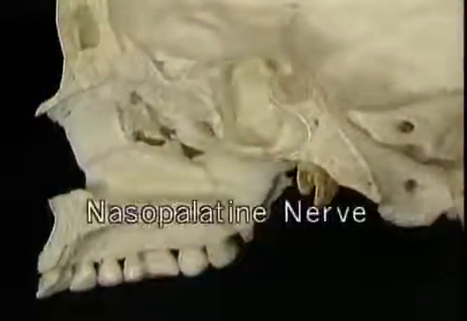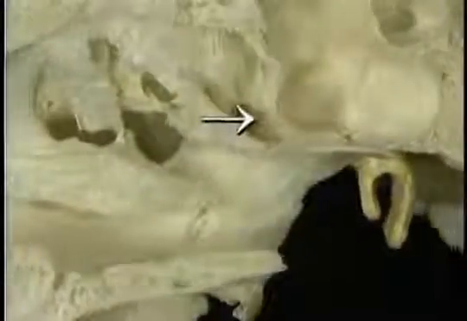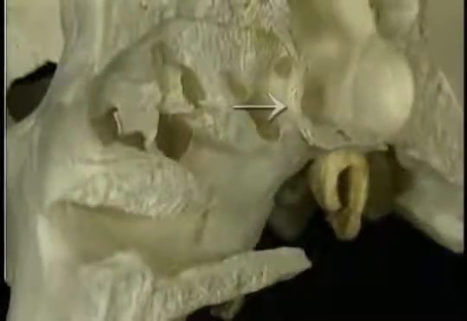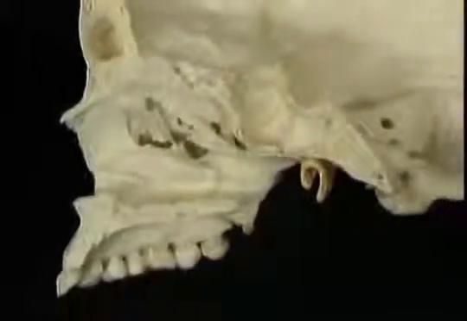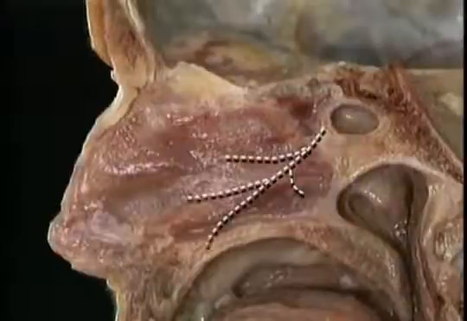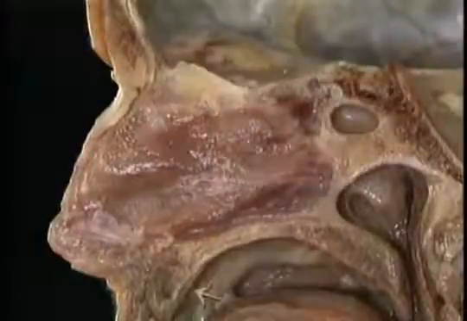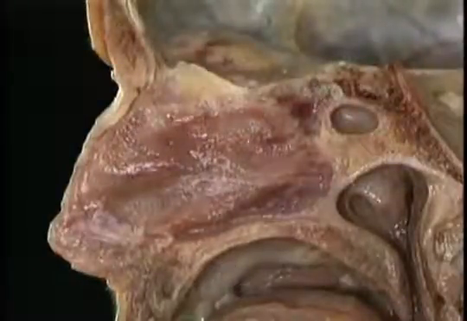The nasopalatine nerve passes through the sphenopalatine foramen, round the front of the sphenoid sinus, and onto the nasal septum. The nasopalatine nerve supplies the nasal septum, then passes through the incisive foramen in the maxilla to supply the anterior part of the hard palate.